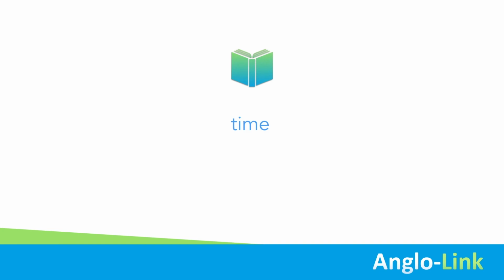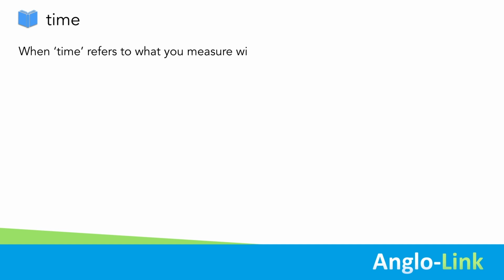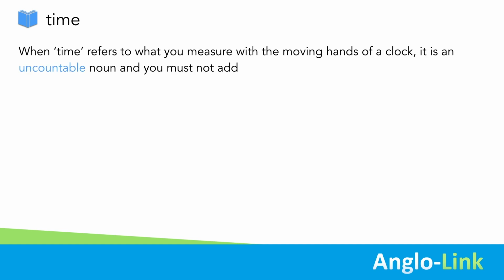Okay, let's start with the word time. When time refers to what you measure with the moving hands of a clock, it is an uncountable noun and you must not add an s to it. Keep it singular. Time. For example, there's very little time left.